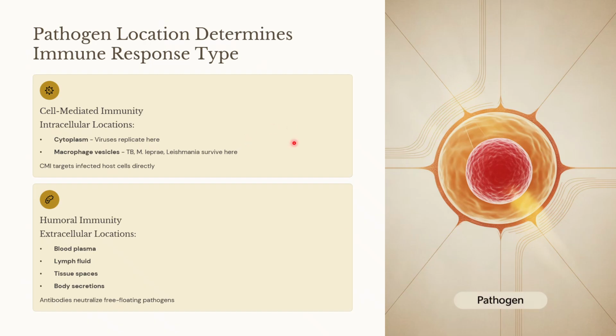The type of immune response, whether it be the cell-mediated immunity or the humoral immunity, is determined by where the pathogen resides. If it is an intracellular pathogen like a virus, tuberculosis, or Leishmania, then cell-mediated immunity acts. But if it is an extracellular pathogen, say bacteria in the plasma or the toxins, then humoral immunity acts. Some pathogens like Candida require both humoral and cell-mediated immunity due to their mixed intra and extracellular lifestyles.